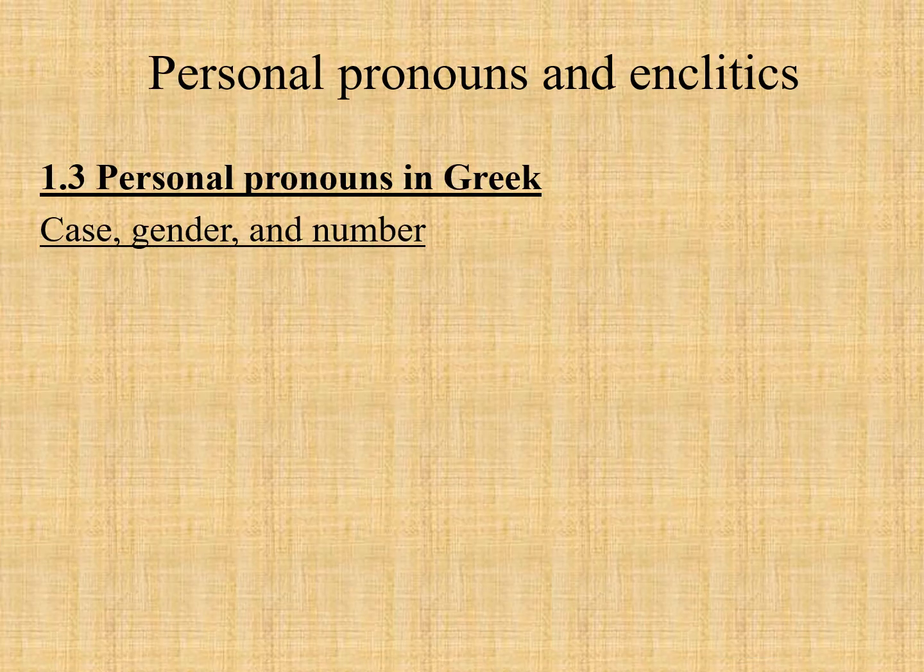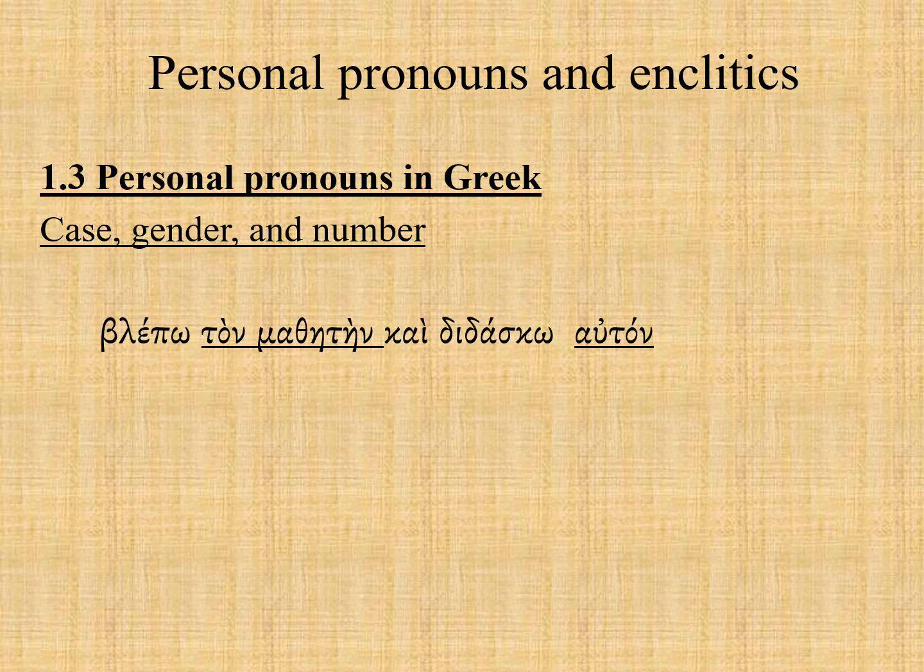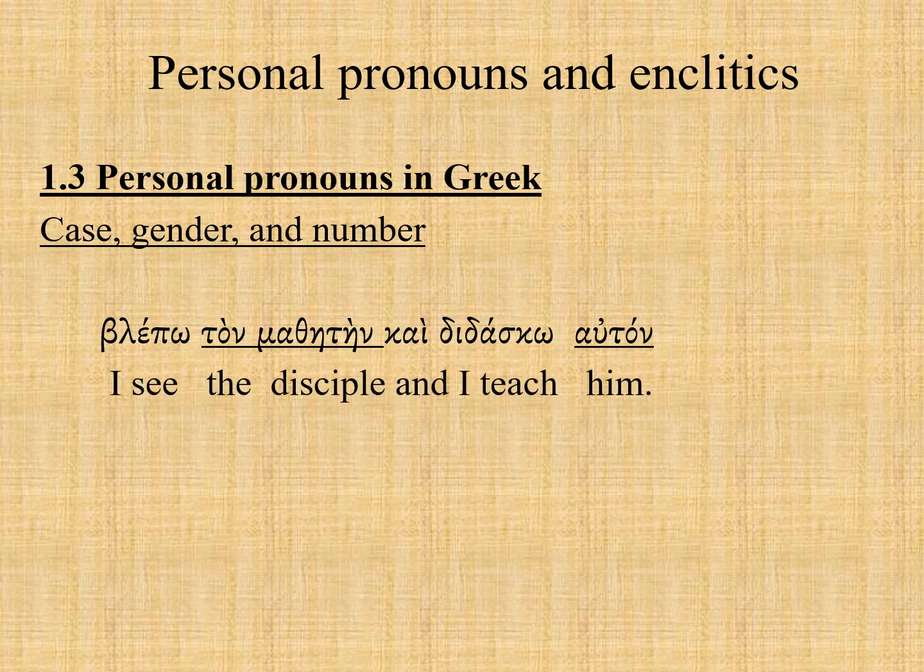So let's take some examples. First example, let's read the Greek. Blepo ton matheten kai didasko auton. So hopefully you have already learned some of the vocabulary here. So we translate blepo, I see, ton matheten, the disciple, kai, and, didasko, I teach, auton, him. I see the disciple and I teach him.